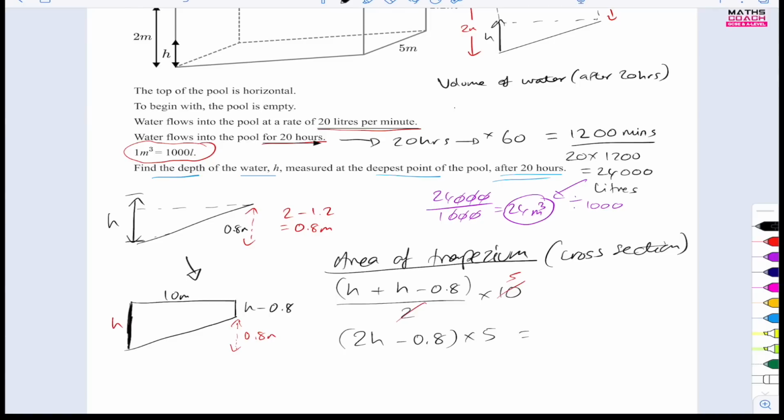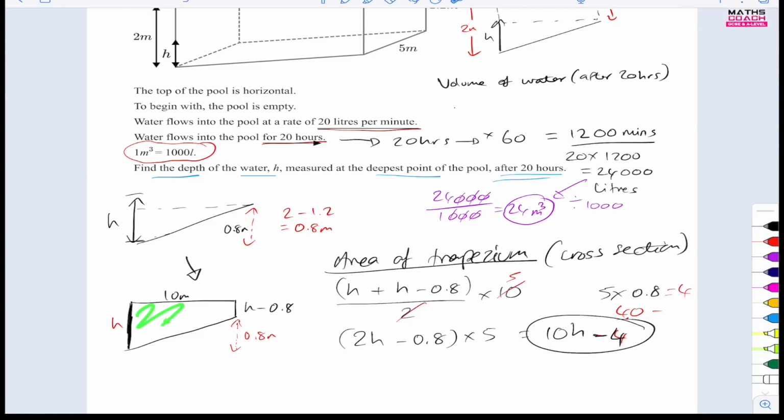And then if we expand this out, so we do 2 times by 5, we get 10H. And we do 5 times by 0.8. So we do 5 times by the 8, which is 40. And then we have to have 1 decimal place, so it's going to be just 4. So 5 times by 0.8 is 4. So that is going to be minus 4. So this is an expression for the area of the cross section.